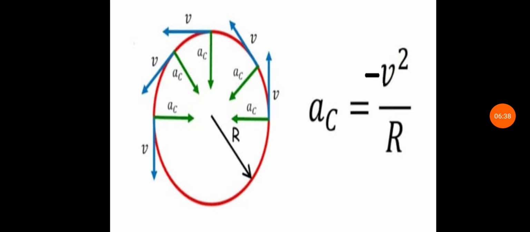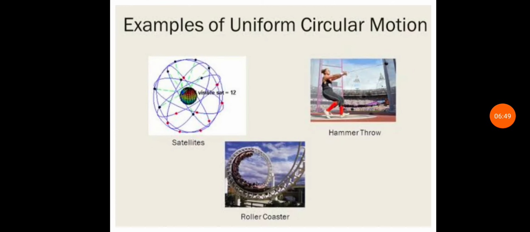The same phenomenon is used in the hammer throw game. When the athlete whirls and lets the hammer go, it travels a straight distance. In this diagram, in hammer throw, the hammer goes and travels a straight distance.